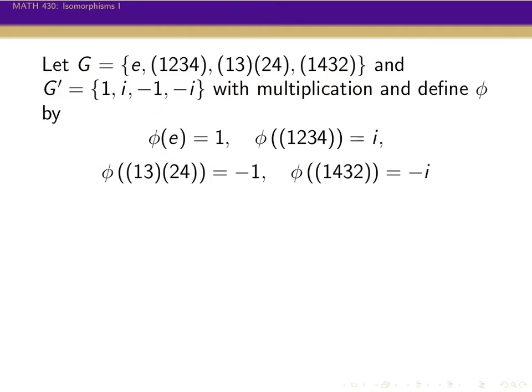So let's start off with a quick example. We're going to have G be this cyclic group of 4 cycles generated by the 4-cycle (1 2 3 4). And so it has the identity, (1 2 3 4), (1 3)(2 4), and (1 4 3 2). And of course, the operation for G here is functional composition of permutations.